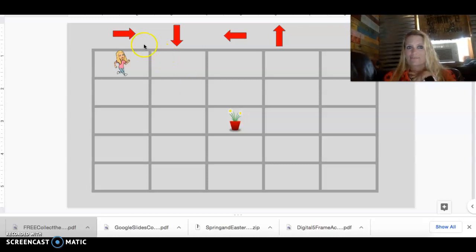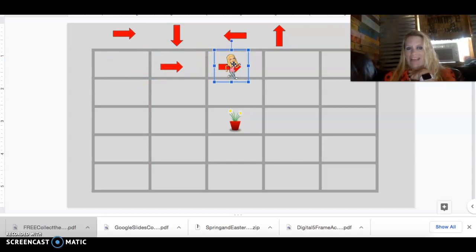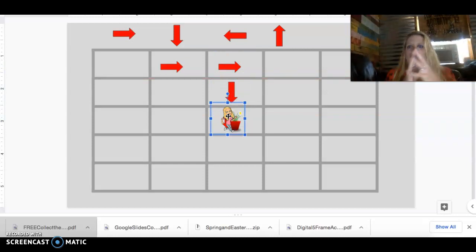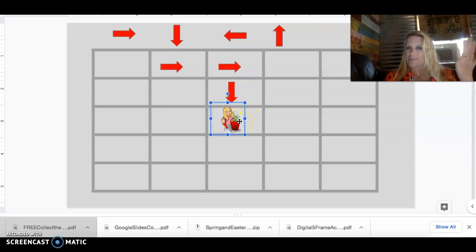Using these squares, I could go to the right, 2 squares, right? 1, 2, okay? And then what would I need to do? I can move down and down. Would that help? Would I get there? Down and down. We did it! I got to the flowers. So I moved 2 spaces, 1, 2, and then I moved 2 spaces down, 1, 2. And I was able to get there.